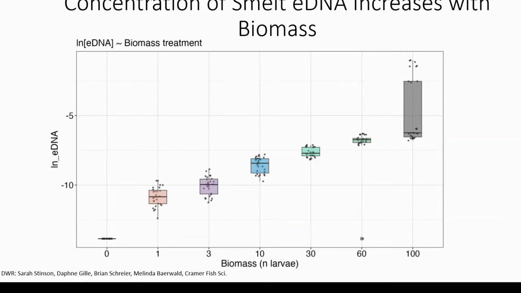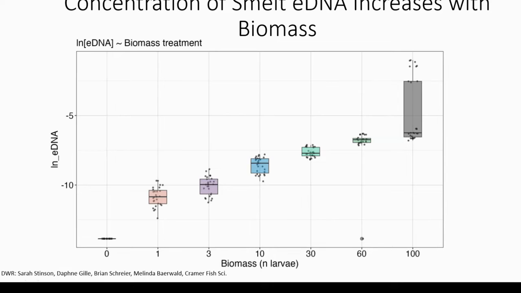So we have concentration of DNA on the y-axis and biomass of larvae on the x-axis. We detected delta smelt eDNA from all biomasses tested, and the negative controls were negative, so no contamination occurred. What we find is a beautiful linear relationship: the concentration of eDNA increased with increasing biomass. We found that variation between replicates was high. In a laboratory setting, we were able to detect down to 1 larva, which is pretty incredible, seeing how small these guys are.